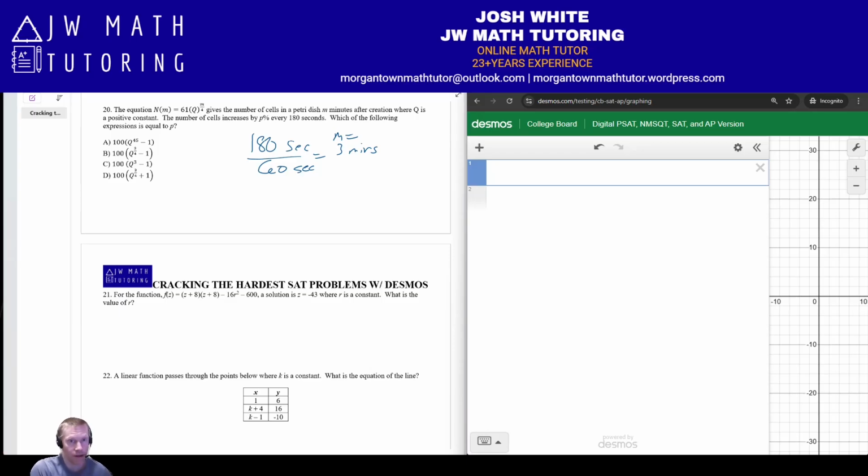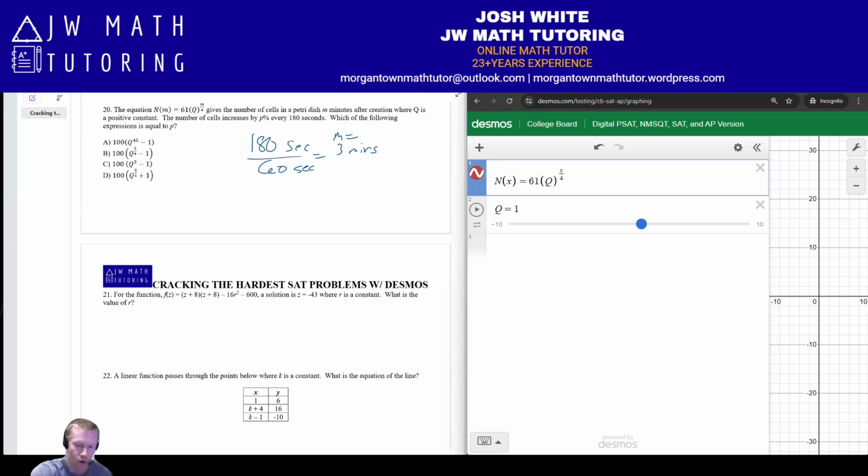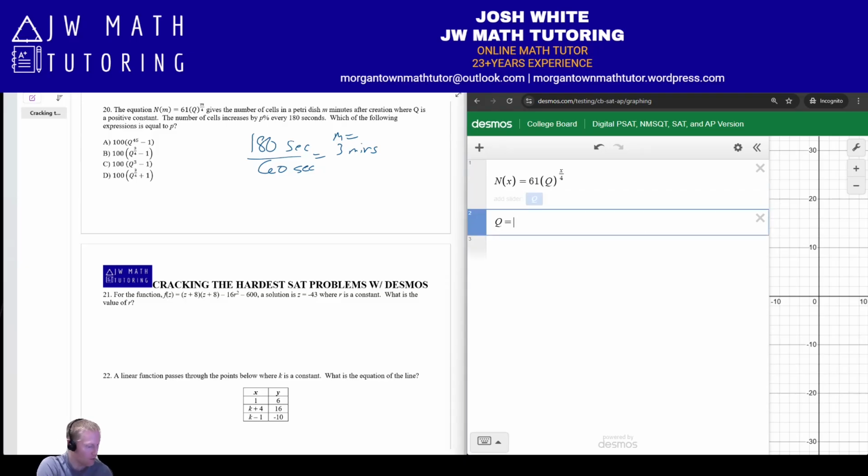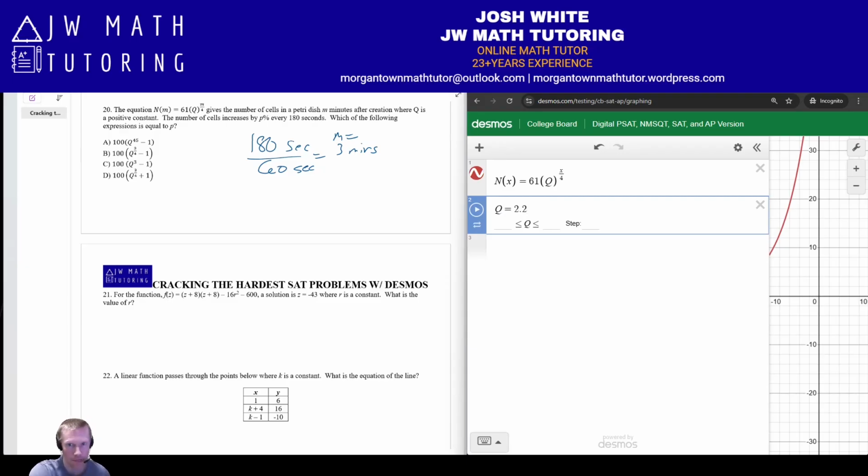So it's talking about this increasing by p%. So I'm going to look at the percentage increase formula. Basically, first I'm going to define the function here. I'm going to use x instead of m. Now, for q, I'm just going to pick whatever random number. I think when I did this initially, I chose 2.2.